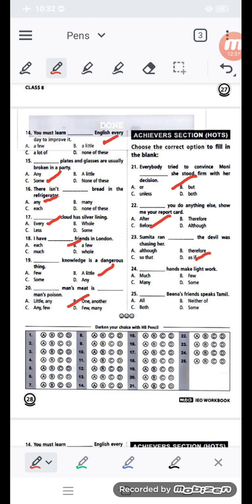24. Dash hands make light work. Many. Countable is taking many only. Much is for uncountable. Few is for countable. 25. Dash Bina's friend speaks Tamil. 25. Neither of. In this way, we have solved this page.